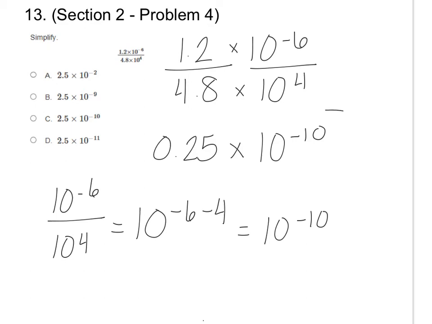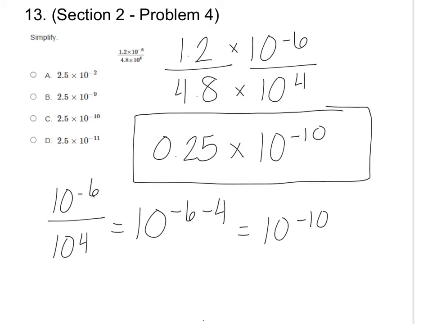So this becomes 0.25 times 10 to the negative 10 power. At first glance, you might think this is your answer. But when you look at the choices, that isn't there. The reason is that this number is not greater than or equal to 1. Remember, in scientific notation, this number has to be greater than or equal to 1 and less than 10. It is less than 10, but it's not greater than 1. So I would have to move my decimal point so that it's right here, to make the number 2.5.